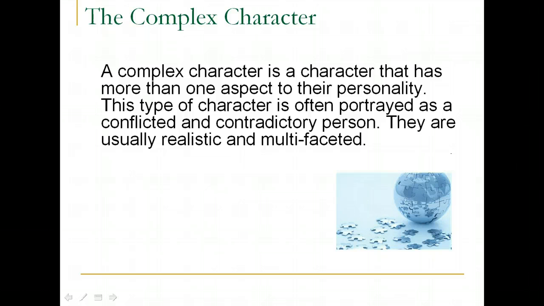The complex character is a character that has more than one aspect of their personality. This type of character is often portrayed as a conflicted and contradictory person. They are usually realistic and multifaceted. Different motivations come into play in different situations. They usually change or grow as a result of the story's actions. Sometimes they will learn something about themselves, other people, or the world as they struggle to resolve their conflicts. The changes that this type of character undergoes contribute to the meaning of the story.